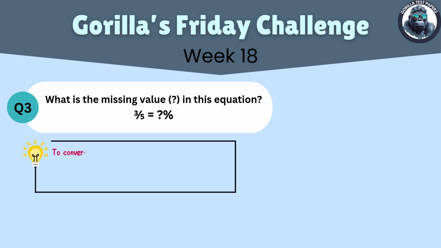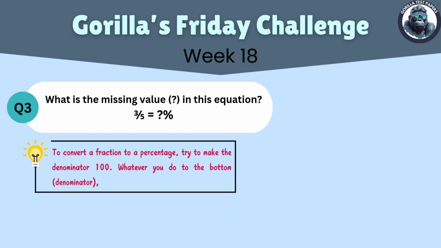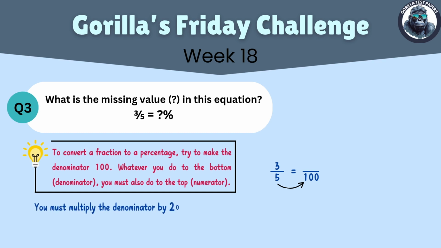The learning point here is that to convert a fraction to a percentage, try to make the denominator 100, and whatever you do to the bottom, you must also do to the top. So let's apply that to our question. We start with the fraction 3 over 5, and we want to turn the denominator, the bottom number, into 100. So ask yourself, what do we multiply 5 by to get to 100? The answer is 20.